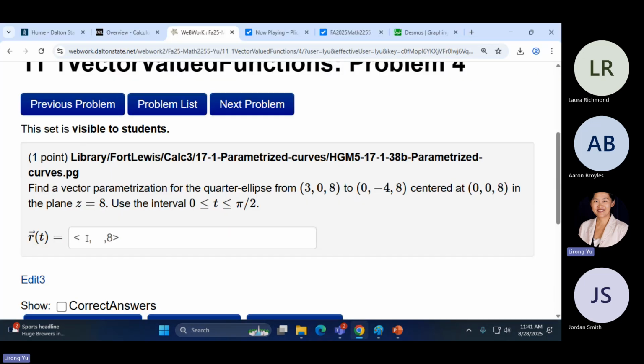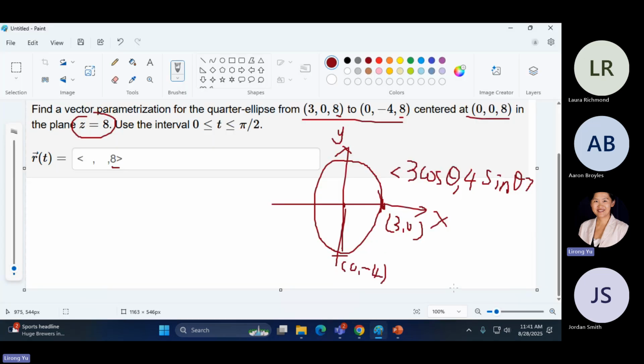Back to the page, the first component will be 3 cosine t. The second component is 4 sin t. Now the polar ellipse from 3, 0 to 0, negative 4. The polar ellipse is over here, right? We're not using the full ellipse.